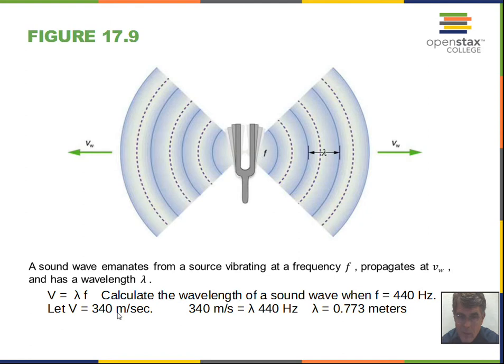The speed of sound, 340 meters per second, equals the wavelength times the frequency. You should check this on your own calculator. I came out with 0.773 meters, so about 77 centimeters, less than a meter. That would be the wavelength of a typical sound wave. Of course, there are many variations to this.